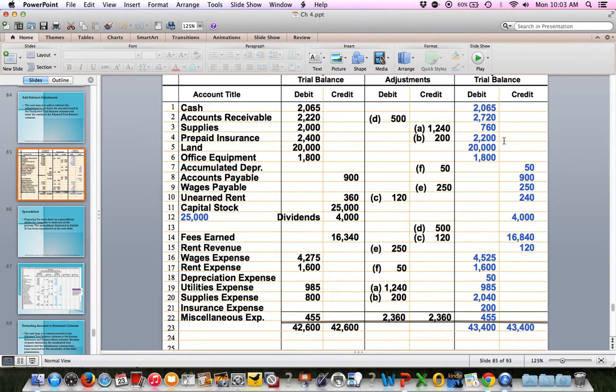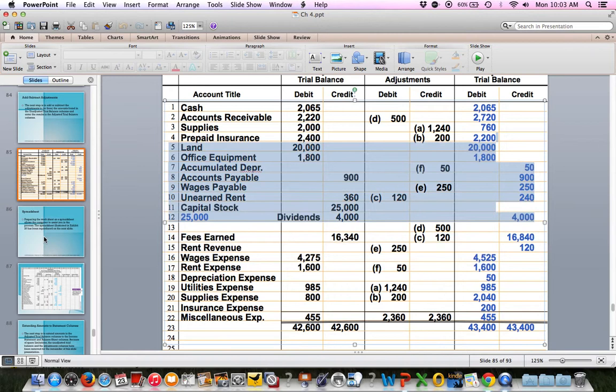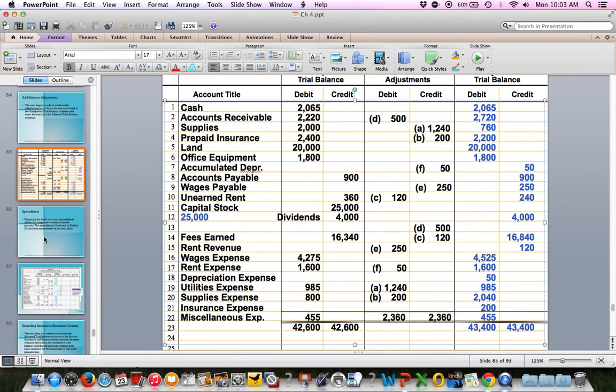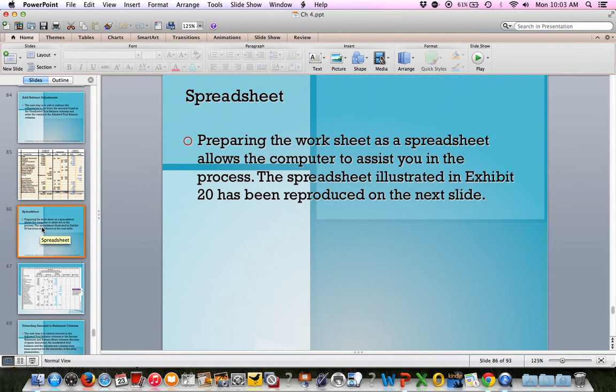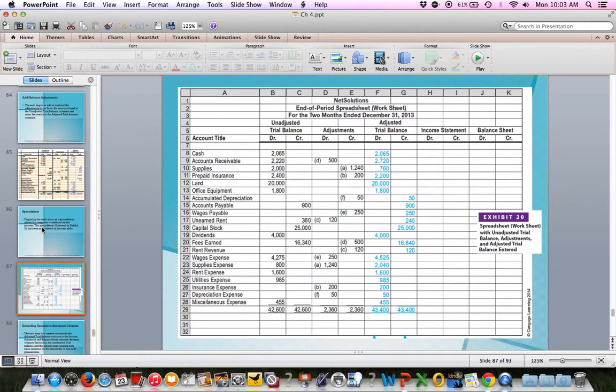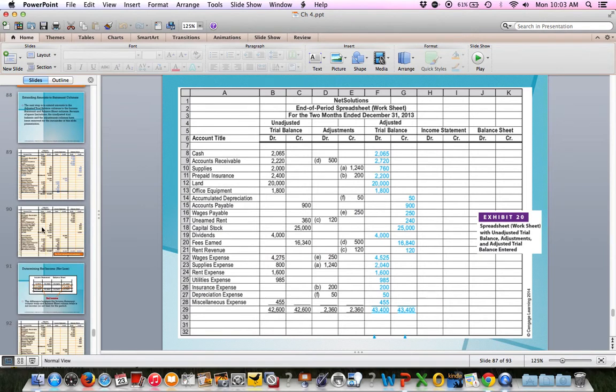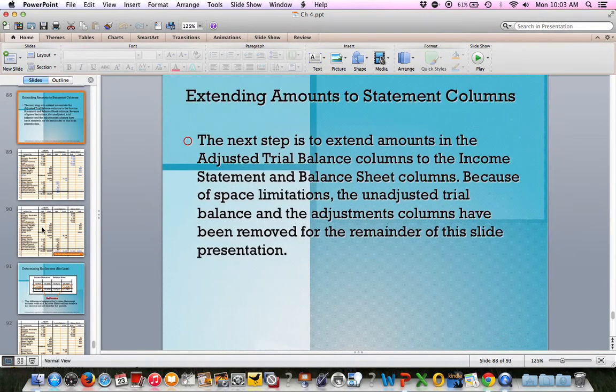The check, of course, is that everything totals, that you want to make sure that all 3 columns, the sum of debits and credits, equal. That's your check that you did it right. Preparing the work as a spreadsheet allows the computer to assist you in doing the math. You can build Excel formulas that will do all that math for you, which makes it a little bit more accurate than doing it by hand or using a 10-key calculator or something like that.